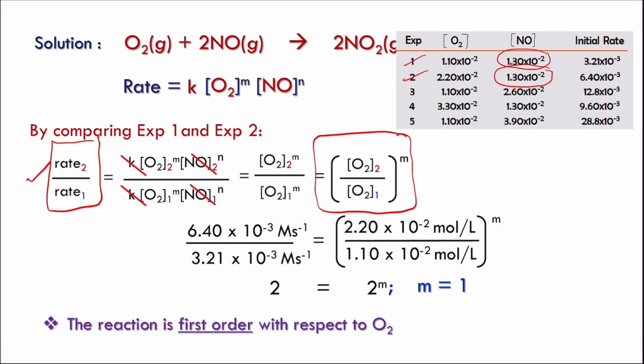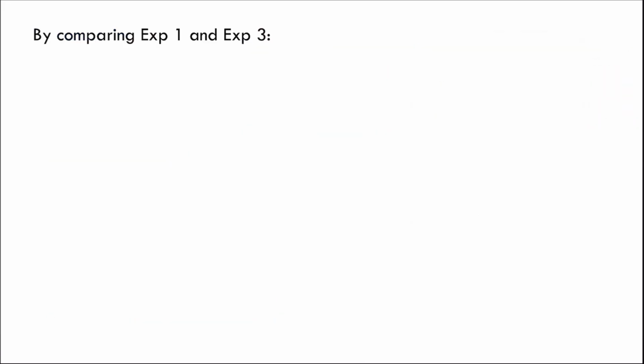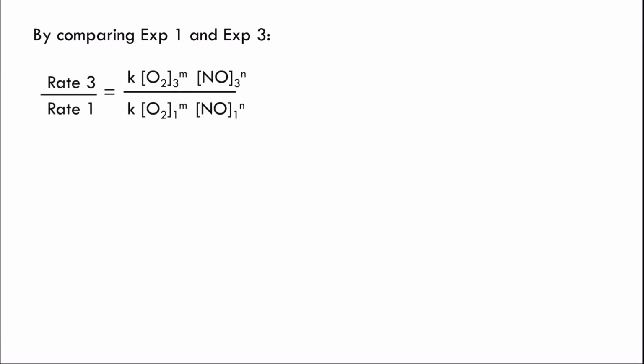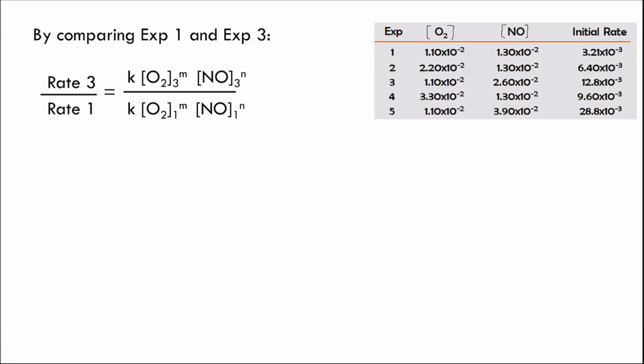So untuk NO, saya akan compare between experiment 1 and 3. So kenapa 1 and 3? Mengikut data yang saya ada, 1 and 3 nilai yang sama untuk O2. So that's why saya pilih 1 and 3. Dan kebiasaannya saya akan gunakan bahagi rate yang ada nilai yang besar duduk dekat atas. So 3/1. And then saya simplify, cancel out all those species yang ada same value.